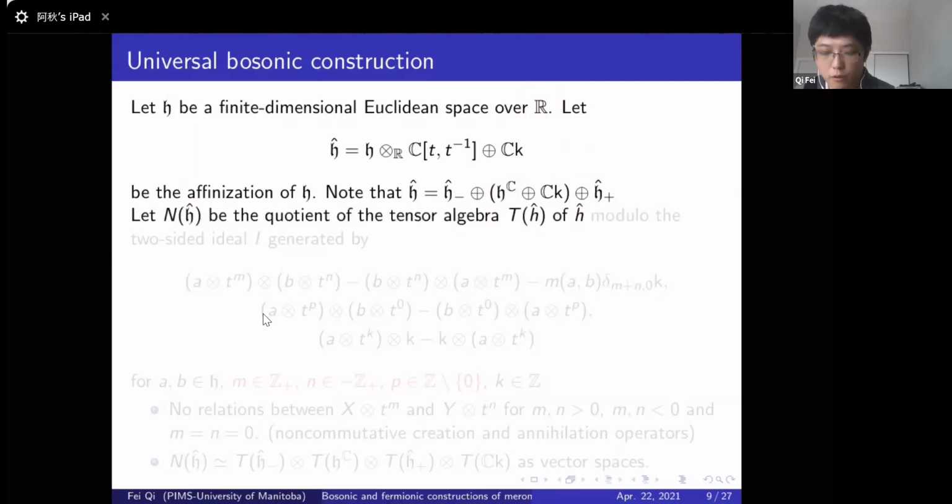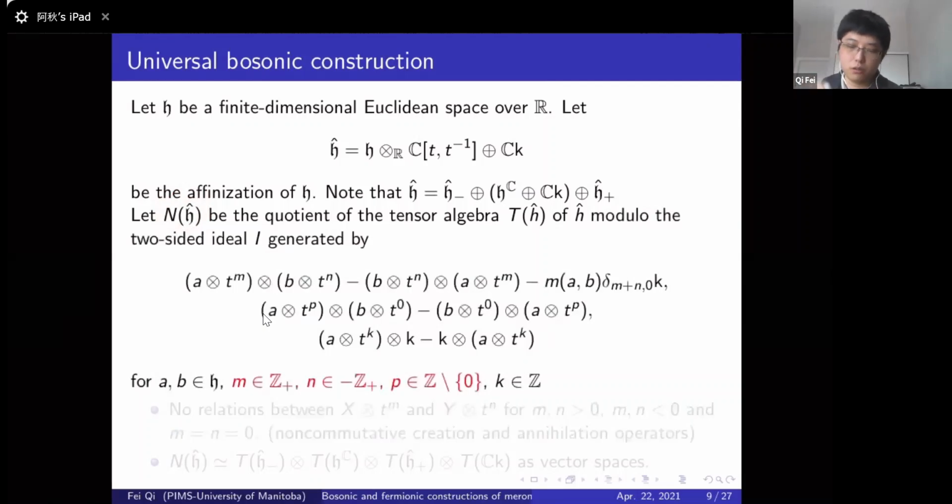Now we will consider N of h hat to be the quotient of the tensor algebra T of h hat. Notice that for the usual Heisenberg algebra construction, it is basically the quotient of the symmetric algebra, but now we are not using the symmetric algebra, we are using the tensor algebra. So N of h hat will be the quotient of the tensor algebra modulo the following two-sided ideal generated by these elements. These are actually very long, but I have to explain one point.